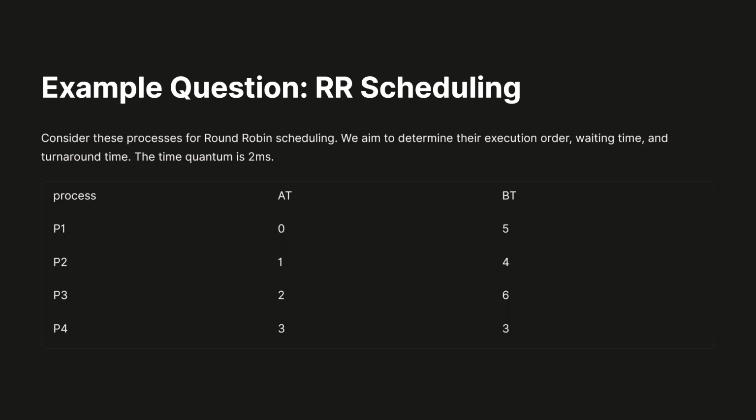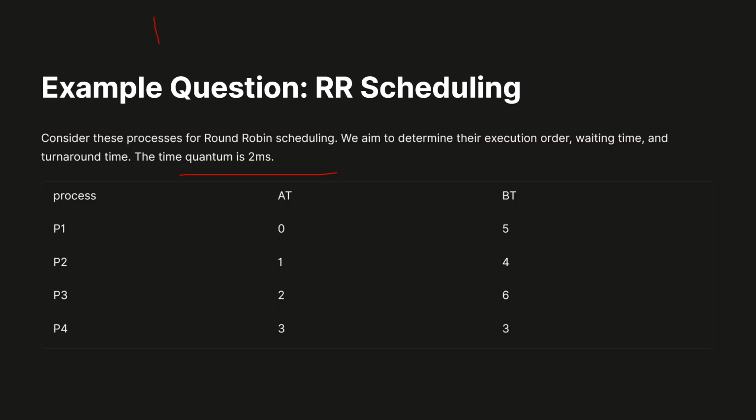So let us put this into practice with an example. Imagine we have four processes P1, P2, P3 and P4 with the following burst times and arrival times. The arrival times of processes P1, P2, P3 and P4 are 0, 1, 2, 3 and the burst times are 5, 4, 6 and 3, and the time quantum is given as 2 milliseconds. So now we will solve this numerical for better understanding. To solve this question, we need a ready queue and a Gantt chart.